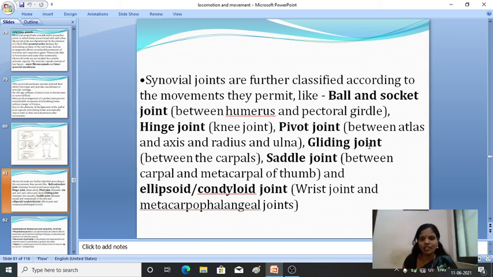Next, gliding joint. This gliding joint is present between the carpals. Between the carpals, gliding joint is present, and between the carpals and metacarpals of thumbs, saddle joint is present. Fine. And ellipsoid and condyloid joint, wrist joint, and metacarpophalangeal joints. Fine. So these are the important joints, and the particular organs are also mentioned in which part they are present. Okay, ball and socket joint, hinge joint, pivot joint, gliding joint, saddle joint, etc. Fine.